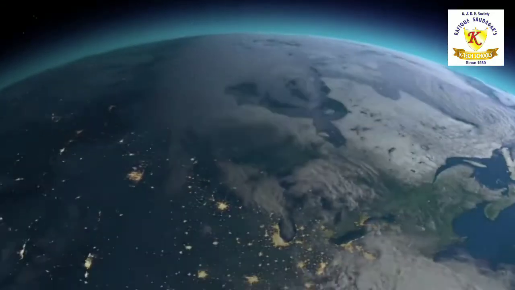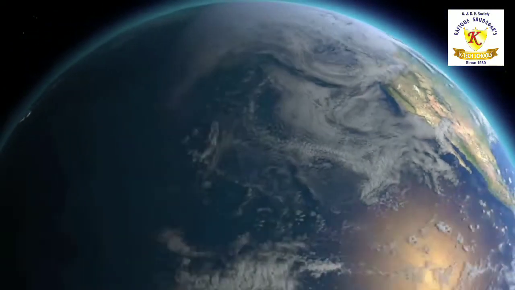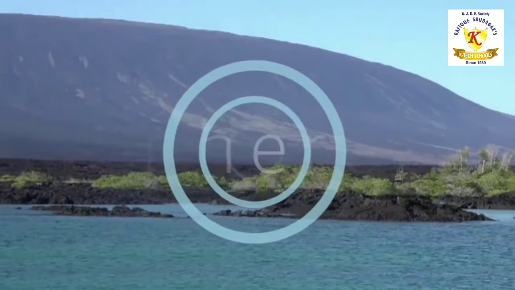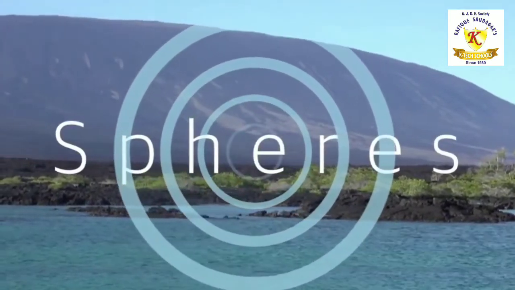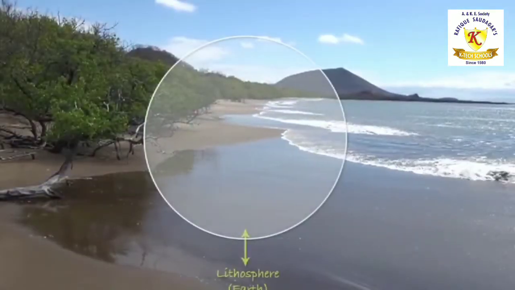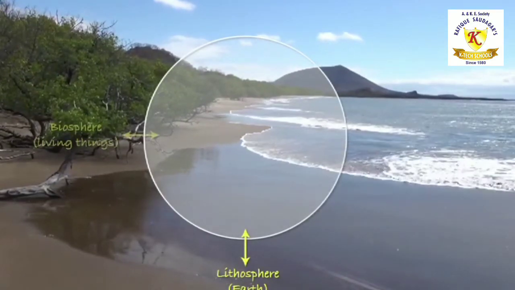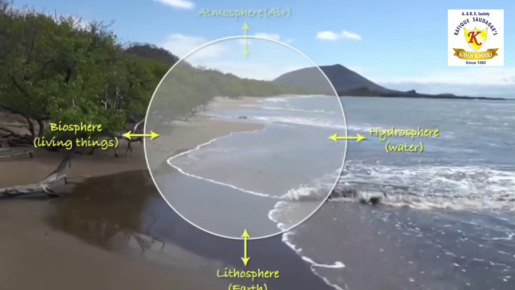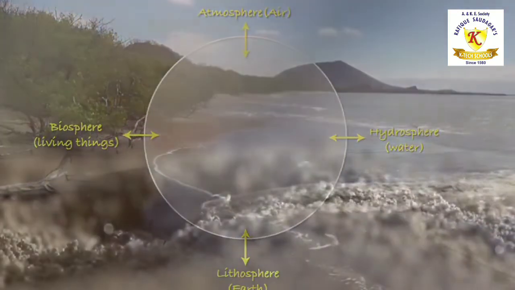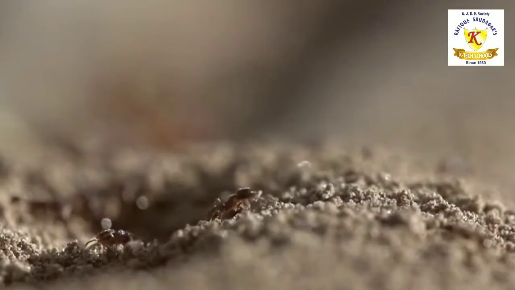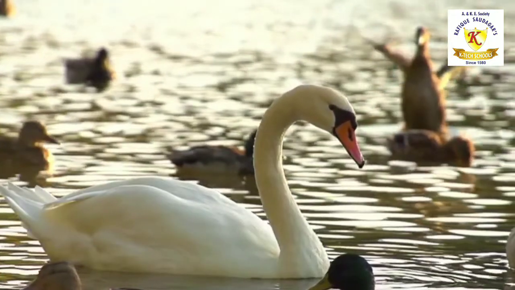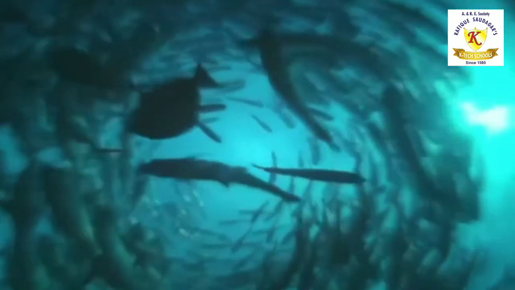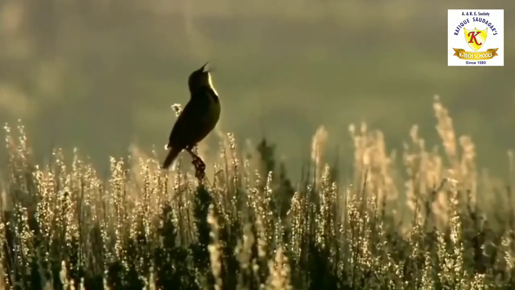Earth, the planet we live in, is made up of 4 different parts that are called spheres: lithosphere, biosphere, hydrosphere, and atmosphere. Between them, they contain all the stuff on our planet, from fish in the oceans to the air we breathe.